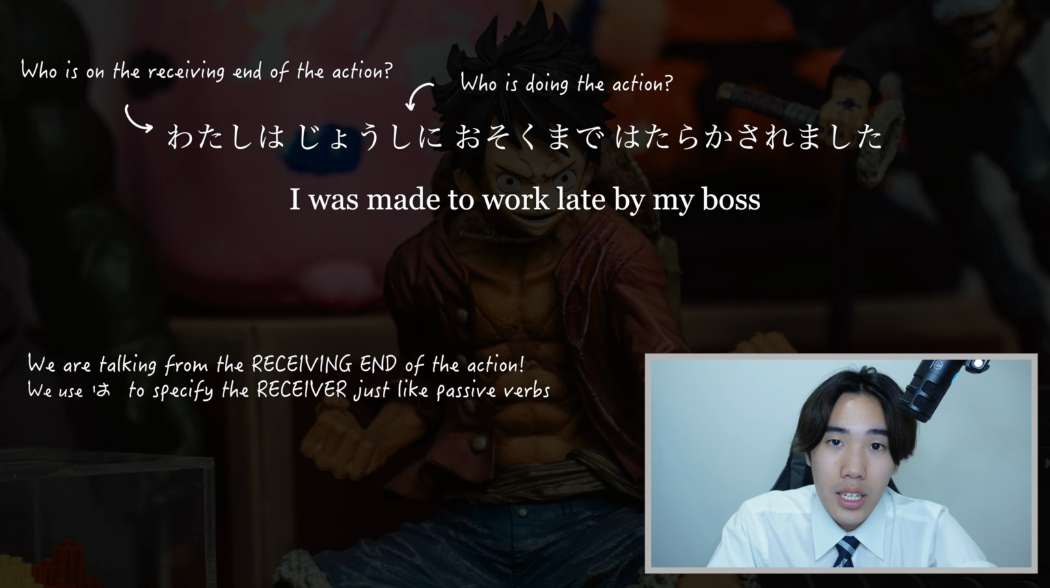私は上司に遅くまで. 遅く means late. 遅くまで means until late or up until late. And then 働かされました, which is to be made to work. Therefore, if we put it all together, 私は上司に遅くまで働かされました means I was made to work late by my boss.